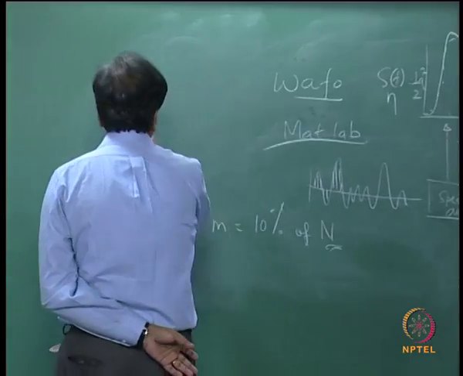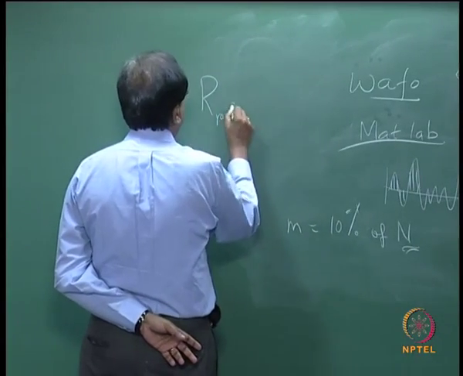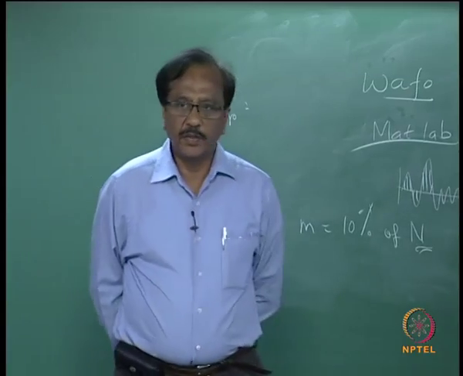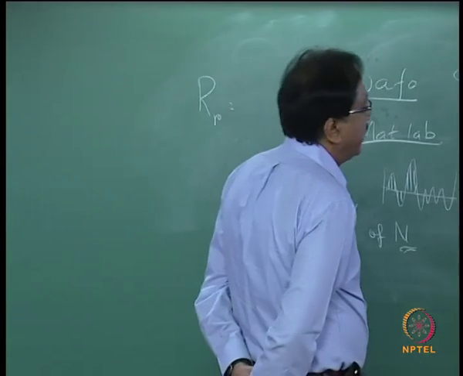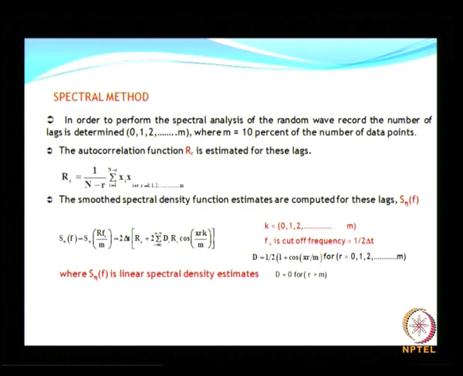Once you are done with that, you can estimate what is called the autocorrelation function. The autocorrelation function is given as 1 divided by N minus r. r is the lag number, and the number of lags will be a maximum of m, which is 10% of the number of data. So if the number of data is 1000, you are supposed to have 100 frequency components.